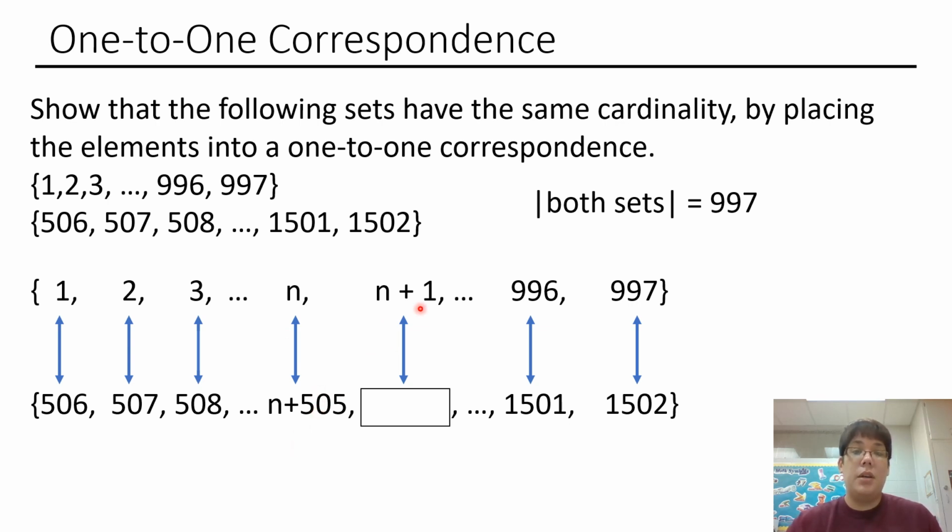Okay, so n plus 1 is going to be the next element after n, should be matched up with this number, adding 1 more to it. So that's going to be n plus 506.